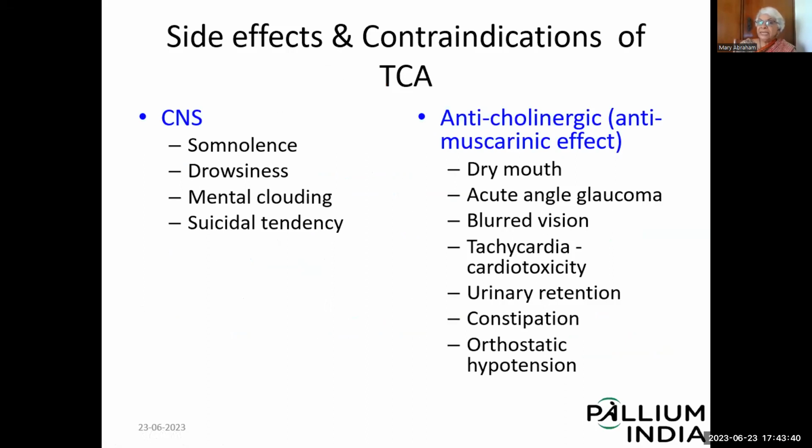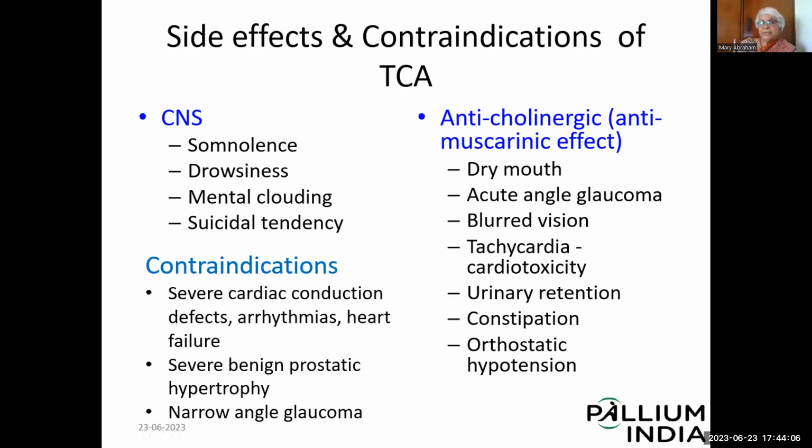Now, we must know the side effects of the tricyclic antidepressants. In the CNS, it causes somnolence, drowsiness, mental clouding, and you must remember the anticholinergic or antimuscarinic effect of TCA. It can cause dry mouth, acute angle glaucoma, cardiotoxicity, urinary retention, constipation, orthostatic hypotension. That's all because of the antimuscarinic effects. So you must be careful to avoid it in patients with cardiac conduction defects, those with benign prostatic hypertrophy, and those with narrow angle glaucoma.